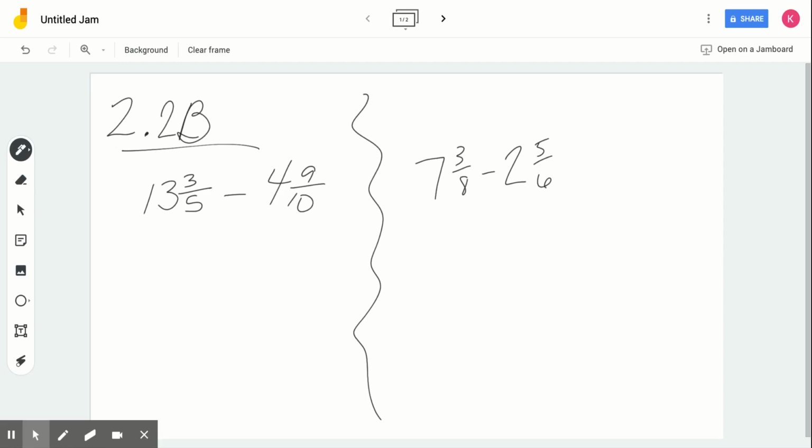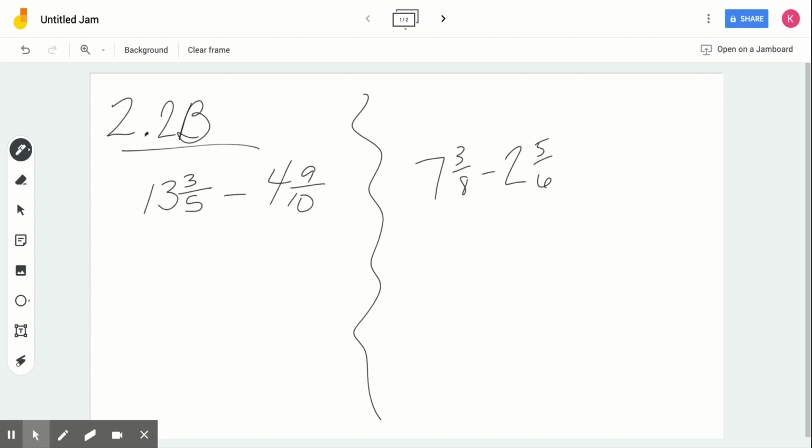Today we're going to talk about 2.2b, subtracting mixed numbers with borrowing. So if you look at the top of the guided notes section, it says add and subtract fractions with unlike denominators by writing equivalent fractions with a common denominator.